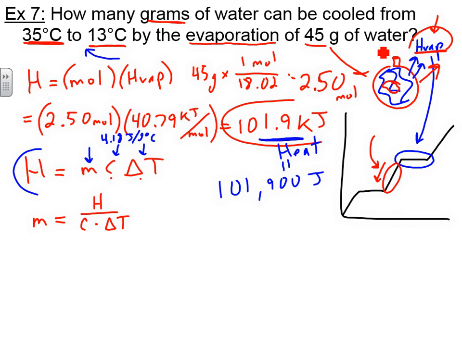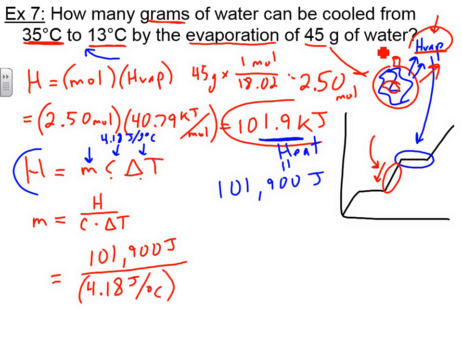Okay, so let's go ahead and put this in. My heat is 101,900 joules. My specific heat of water is 4.18 joules per gram degree Celsius. Again, that is just a constant. My delta T, my change in temperature, looks like I'm going up about 23 degrees Celsius. So 23 degrees Celsius would be my delta T. Now you'll notice that the degrees Celsius cancel out, the joules cancel out, and we're left with grams. Where is that grams? Right here, joules per gram degree Celsius. So we are left with grams.